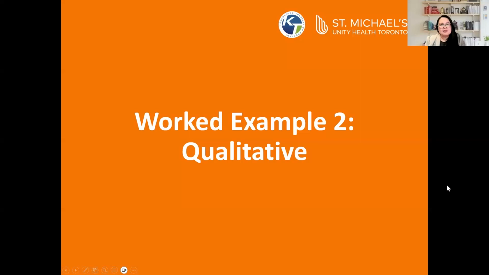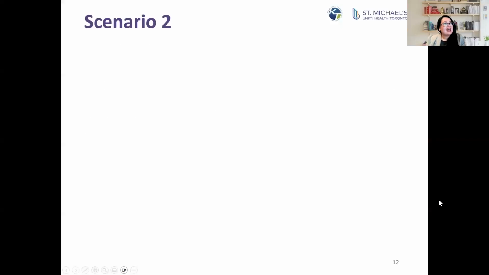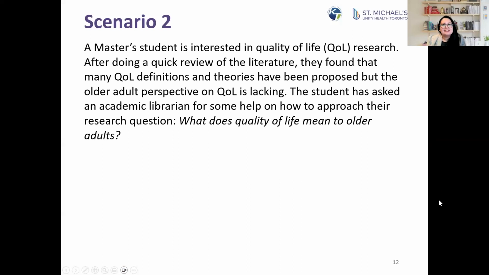So the next example is, as you can probably guess, a qualitative review example. And in this scenario, a master's student is interested in quality of life research. After doing a quick review of the literature, they found that many quality of life definitions and theories have been proposed, but the older adult perspective in quality of life is lacking. The student has asked an academic librarian for some help on how to approach the research question. And the research question is, what does quality of life mean to older adults?